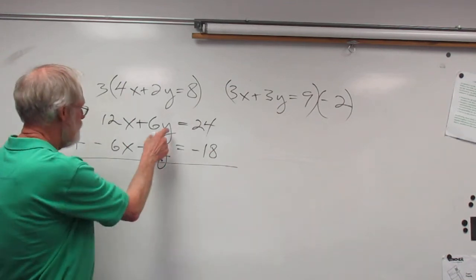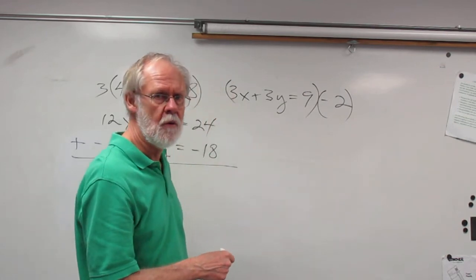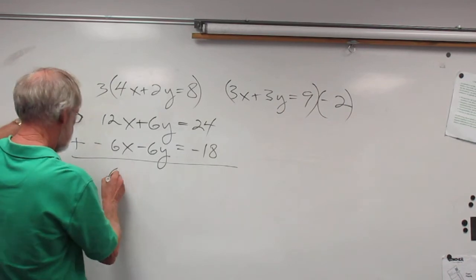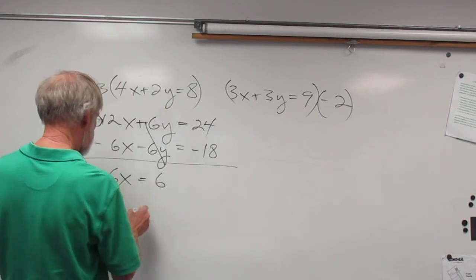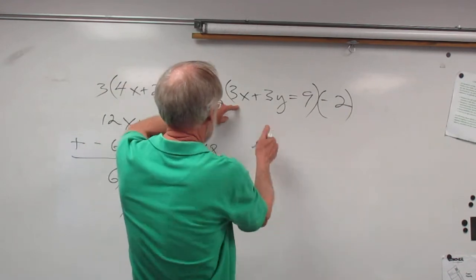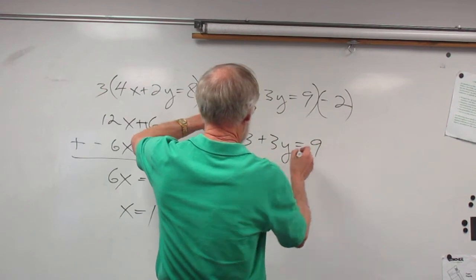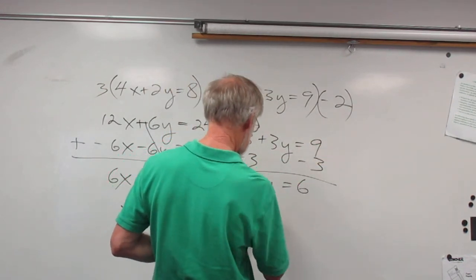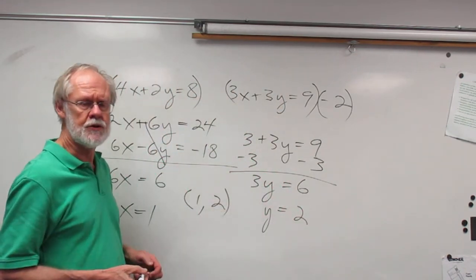Now I have what I want because the y's will cancel. By the way, it doesn't matter whether you cancel the x's or the y's, whatever is most convenient. So now I get 12x plus negative 6x is 6x. Those cancel. Equals 24 minus 18 is 6, so x equals 1. Now take that value, x equals 1, put it in here. I get 3 plus 3y equals 9 minus 3. I get 3y equals 6, or y equals 2. So my point of intersection is 1, 2.